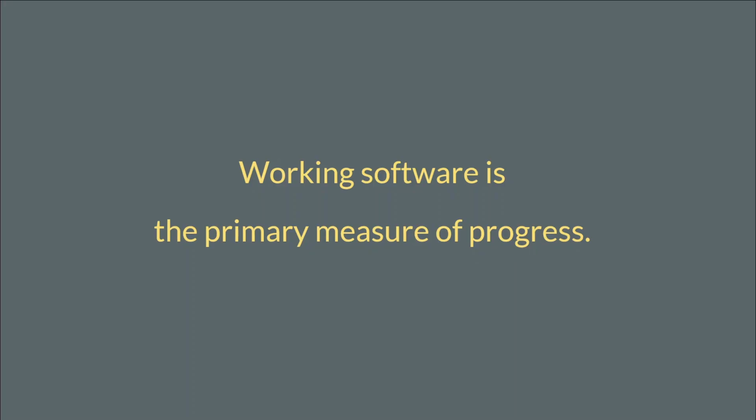Working software is the primary measure of progress. There's so many ways you can measure your progress on a project, so many different metrics you can use, but ultimately the only thing that really matters is, does the software work and can people actually use it?